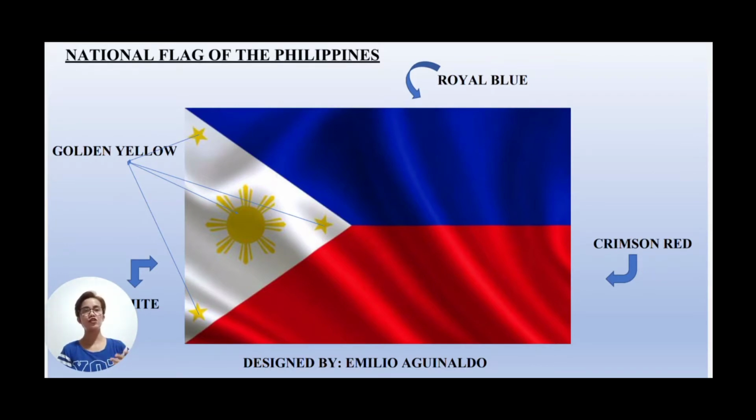So the picture shows our national flag, or the national flag of the Philippines. It consists of several colors too. There is royal blue, the crimson red, the white, and the golden yellow. It was designed by Emilio Aguinaldo. Siya ang first or kauna-unahang naging presidente sa Pilipinas. And he is also the youngest president of the Philippines. Okay? Na naitala sa atong history.